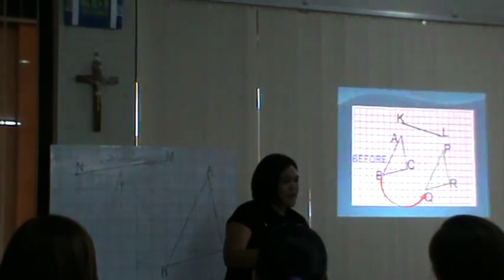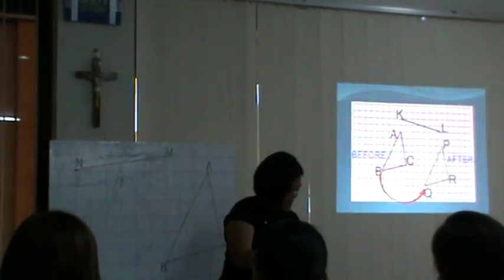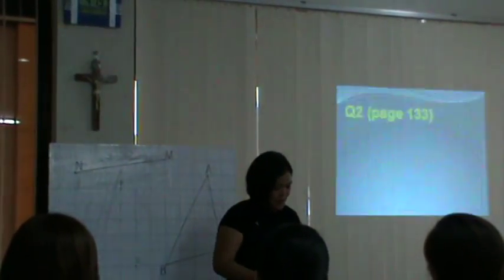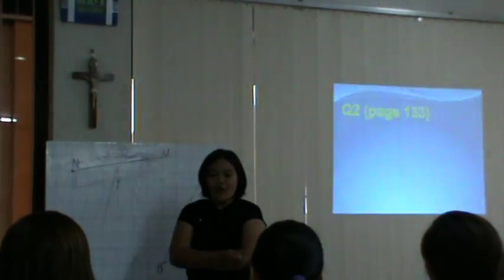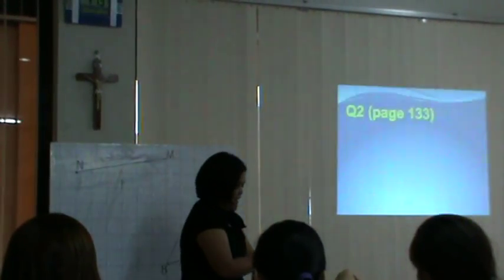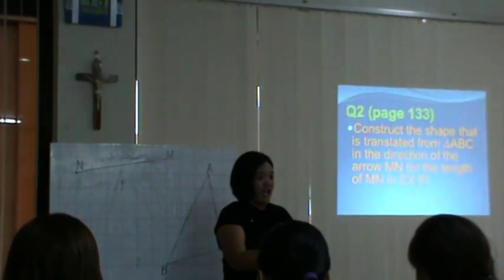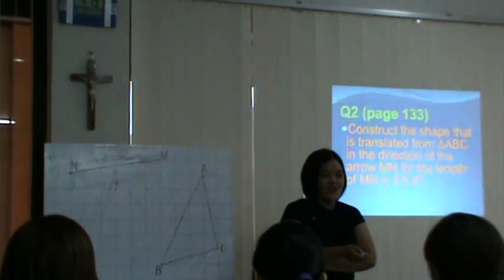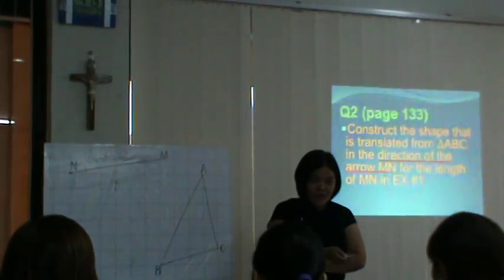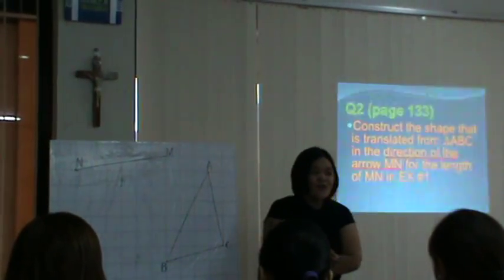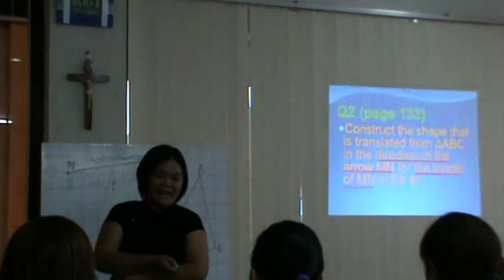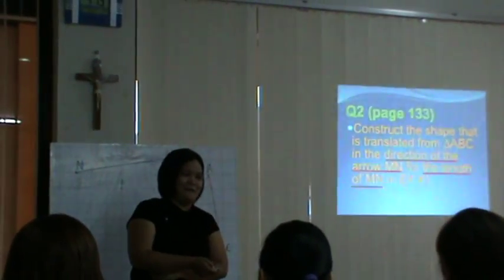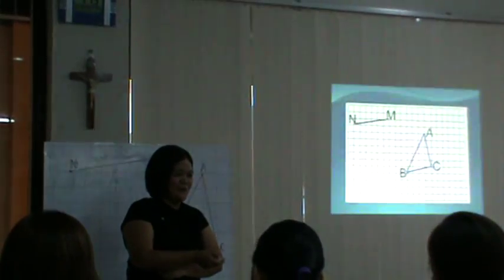Now, can we do our exercise, question number 2 found in your book on page 133. It says there, construct the shape that is translated from triangle ABC in the direction of the arrow. Which direction? Arrow MN for the length of MN. Okay, I'll give you 5 minutes to do that. Your time starts now.